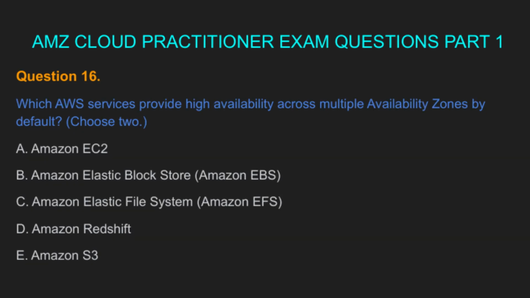Question 16. Which AWS services provide high availability across multiple availability zones by default? Choose 2. A. Amazon EC2. B. Amazon Elastic Block Store, Amazon EBS. C. Amazon Elastic File System, Amazon EFS. D. Amazon Redshift. E. Amazon S3. The correct answer is C and E.